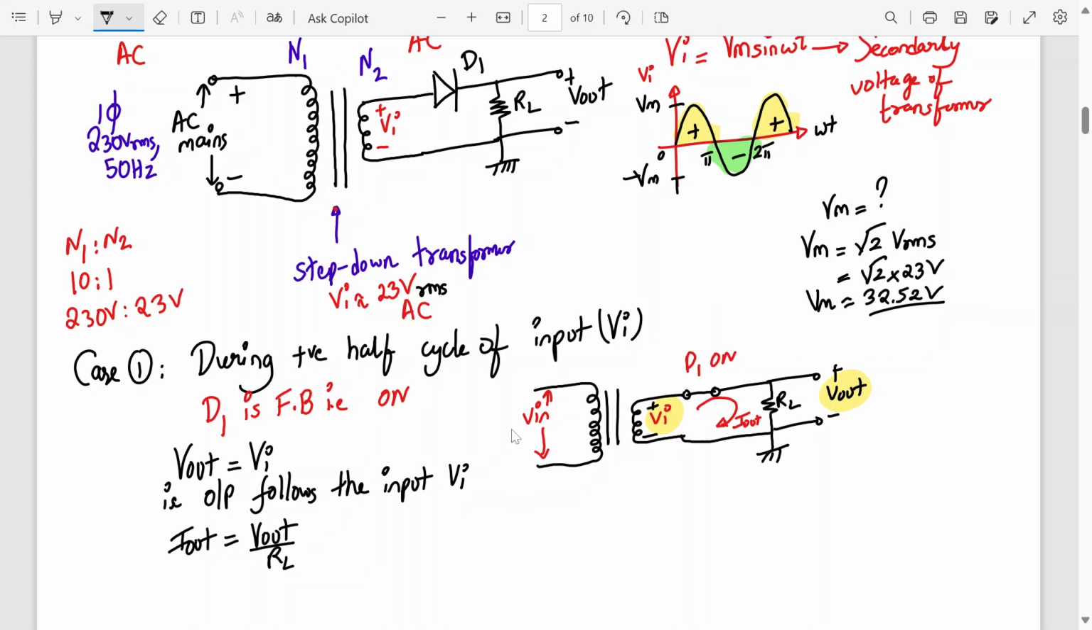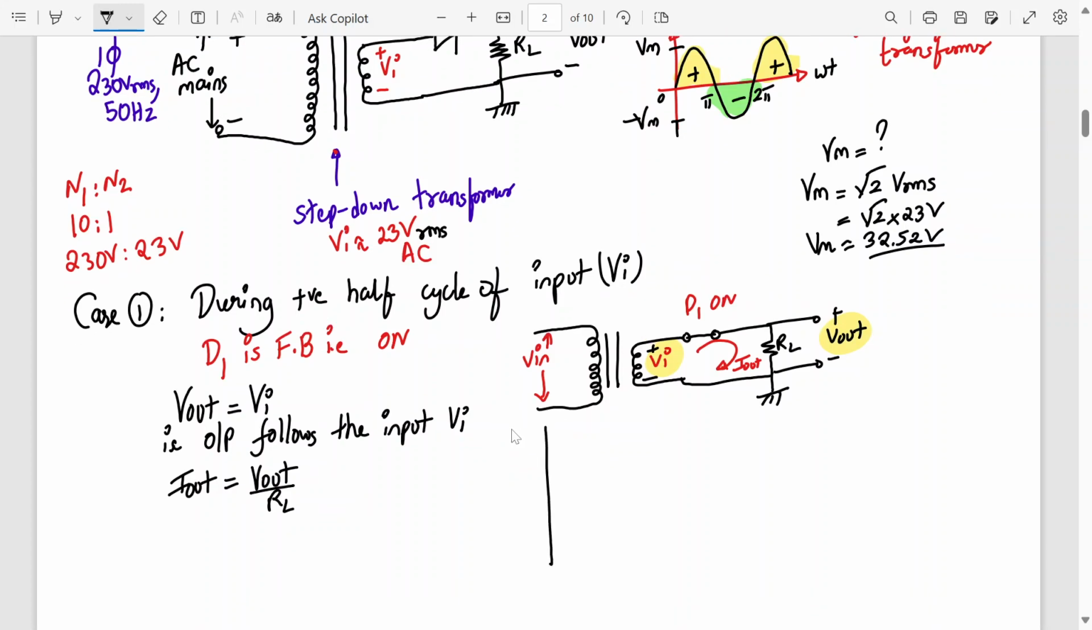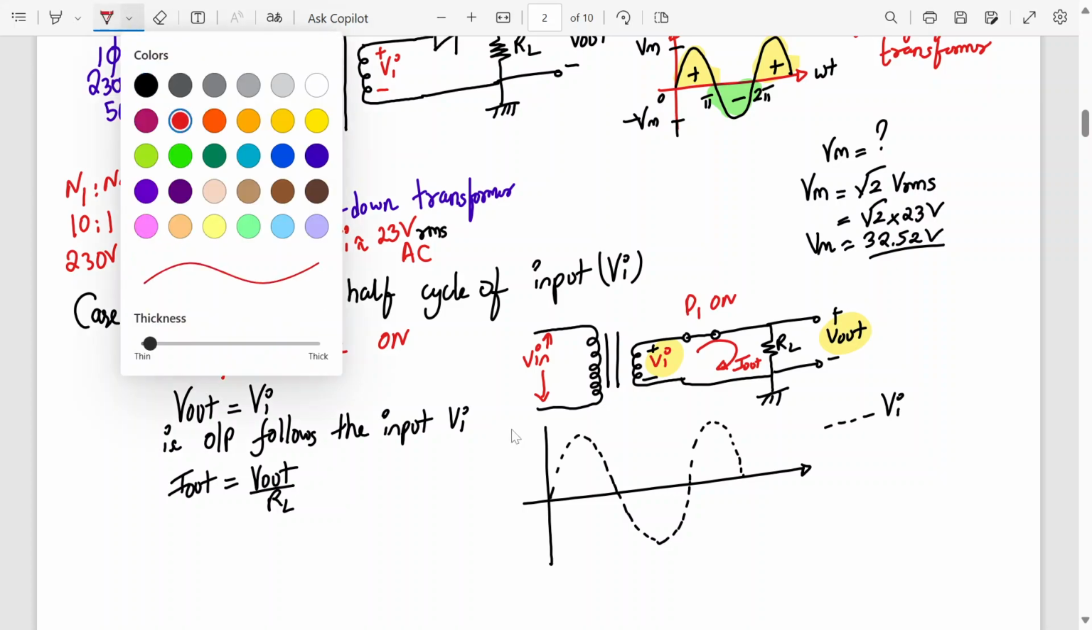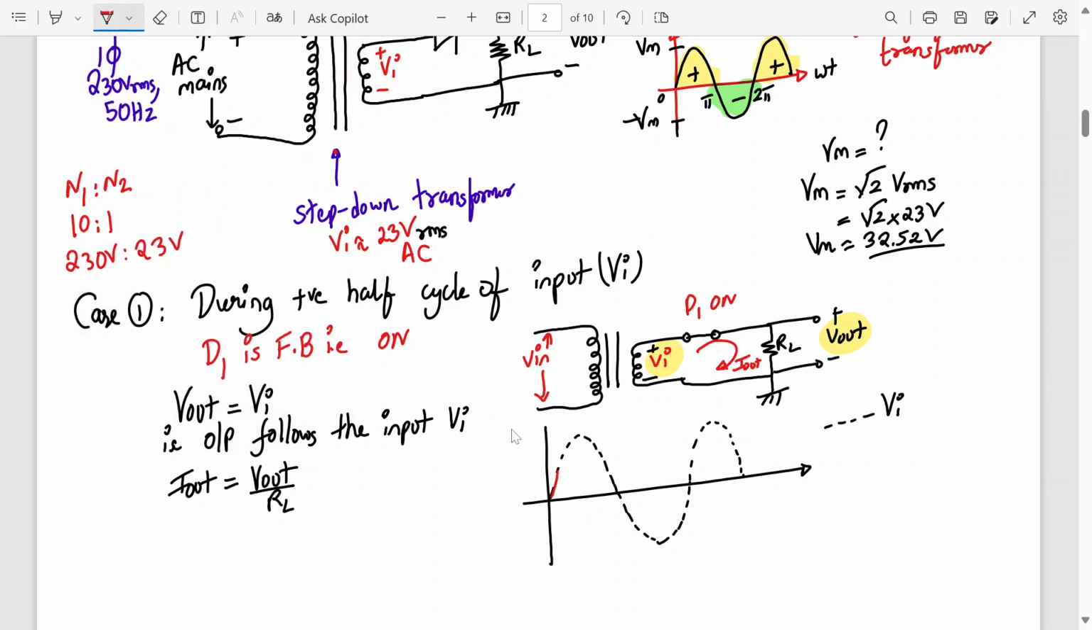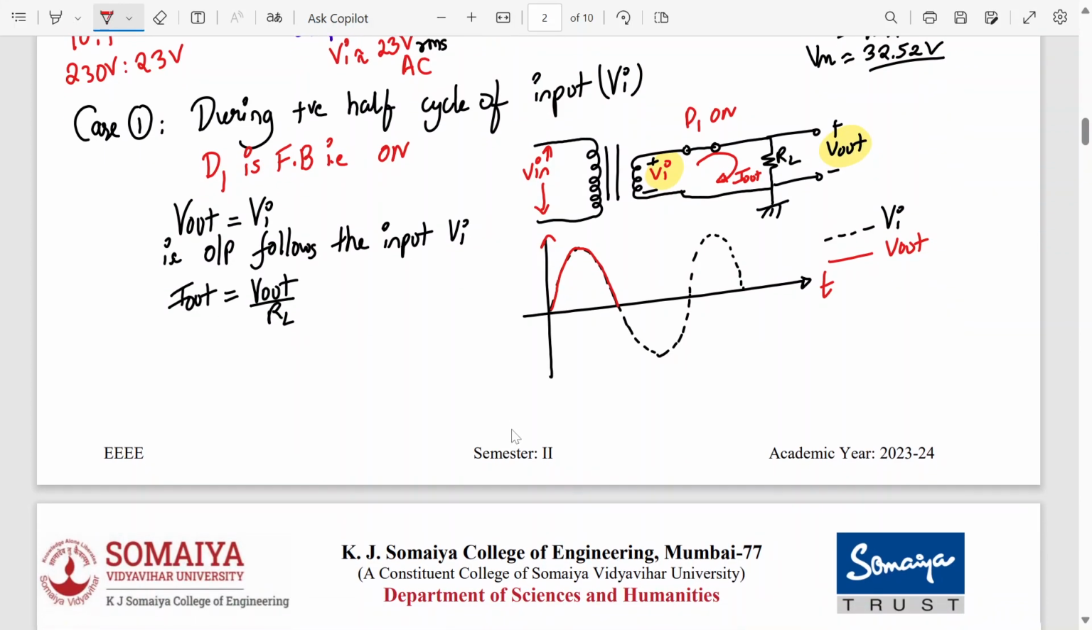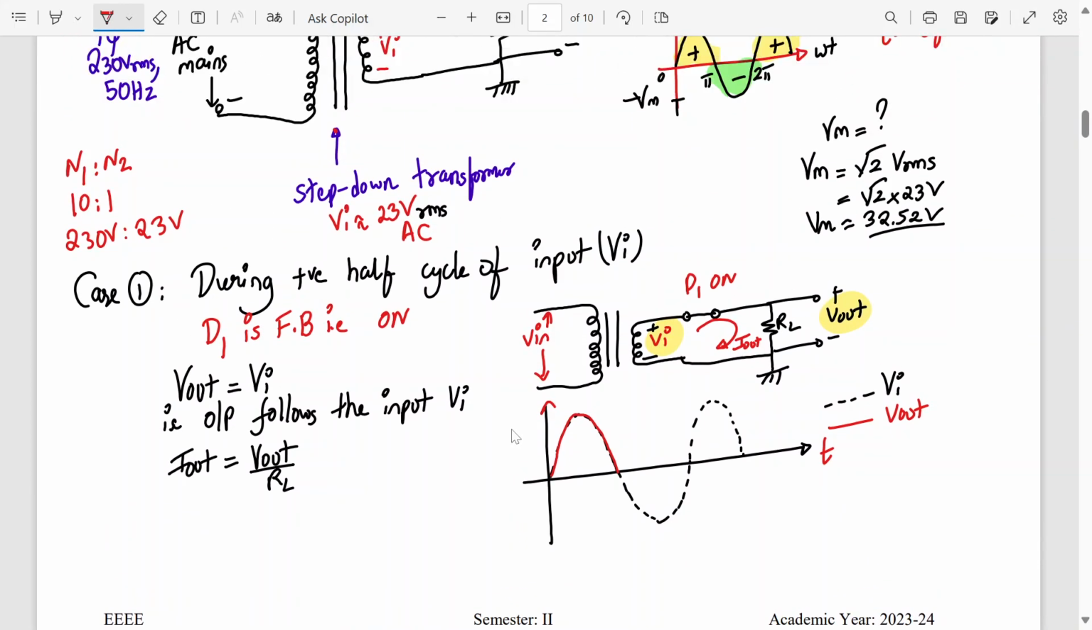Okay. So if you have a signal like this, let's say I am drawing my dotted line, positive half cycle, then negative half cycle, and then positive half cycle. This dotted line is my Vi. So what will happen in the positive half cycle? Tell me. It will follow the input. So this is V out. So during the positive half cycle, it will follow the input. Okay. This is what a conclusion is. Are you understanding now? Now, what happens in the negative half cycle?